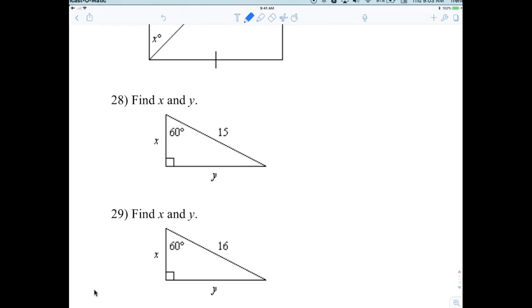This one's easier, because you just add a radical 3. Y is 30, 60, 90, so it's radical 3. The hypotenuse divided by 2 is the short leg.